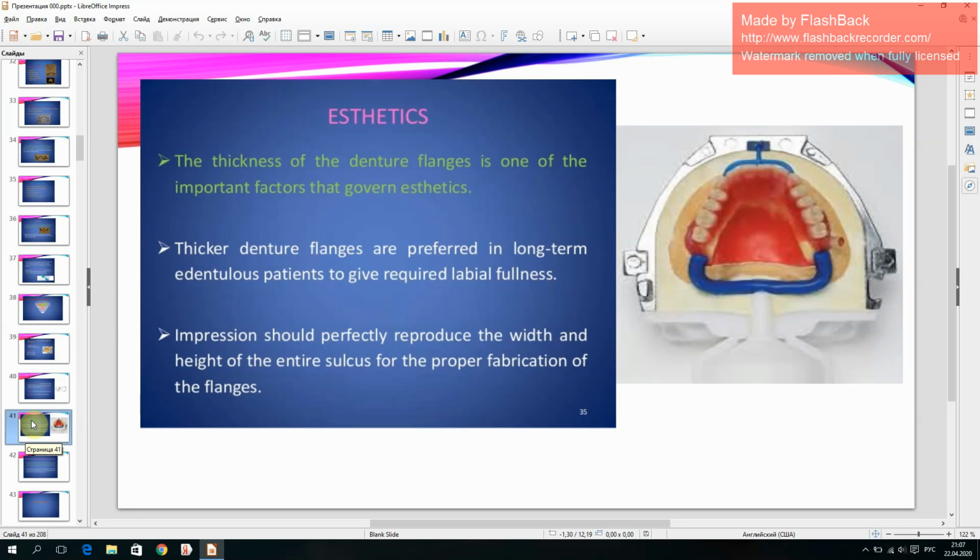Aesthetics. The thickness of the denture flanks is one of the important factors that govern aesthetics. Thicker denture flanks are preferred in long-term edentulous patients to give required labial fullness. The impression should perfectly reproduce the width and height of the entire sulcus for the proper fabrication of the flanks.